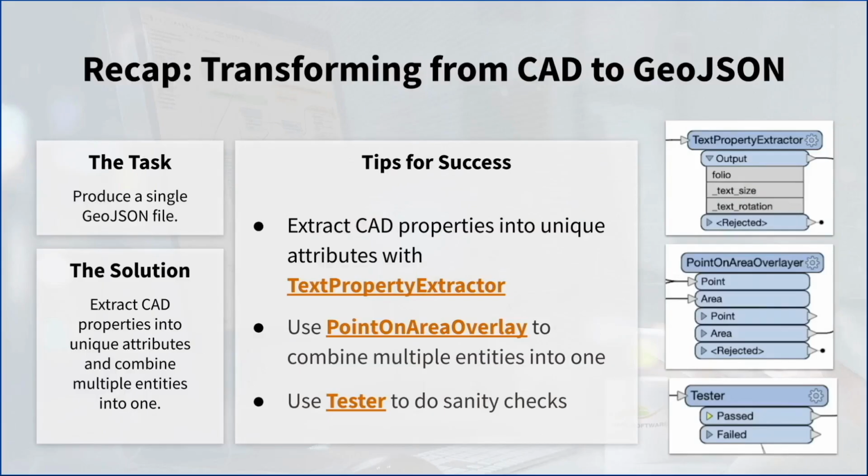We've successfully produced a single GeoJSON file. We extracted the CAD properties onto unique attributes, and we actually combined 3 things into one by making use of the text property extractor to bring the properties of a CAD drawing element into attributes like folio and PID. We used the overlayer, and then we used the tester to make sure we weren't having bad data slip through on us.